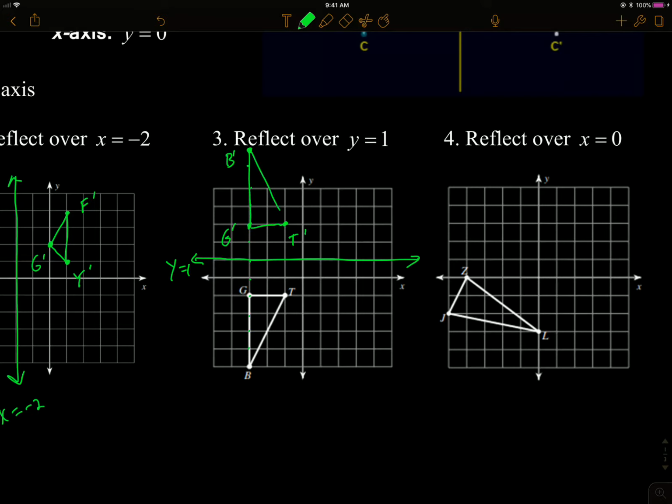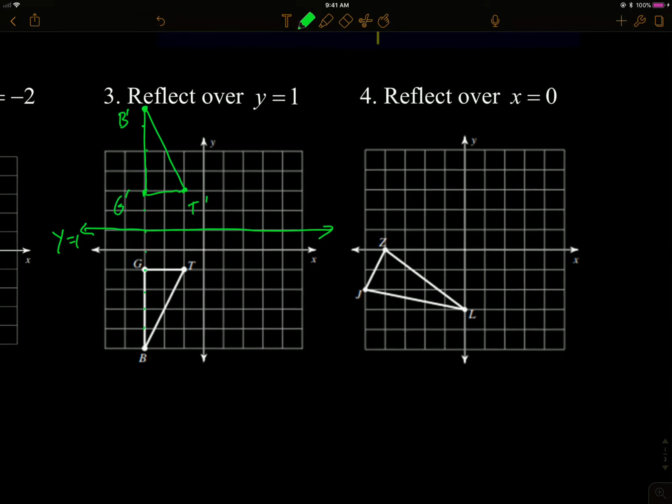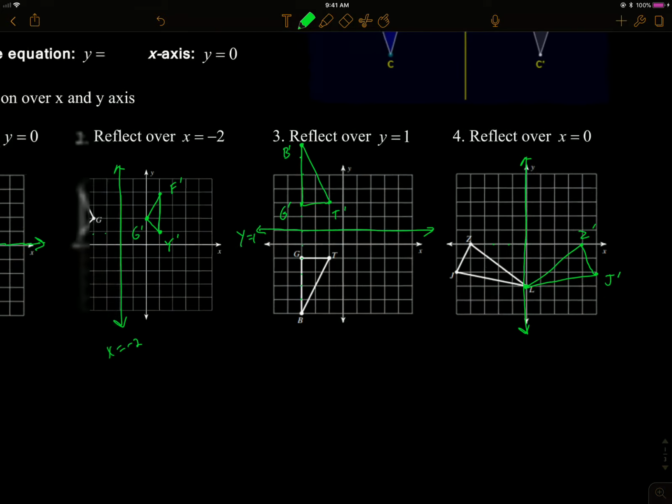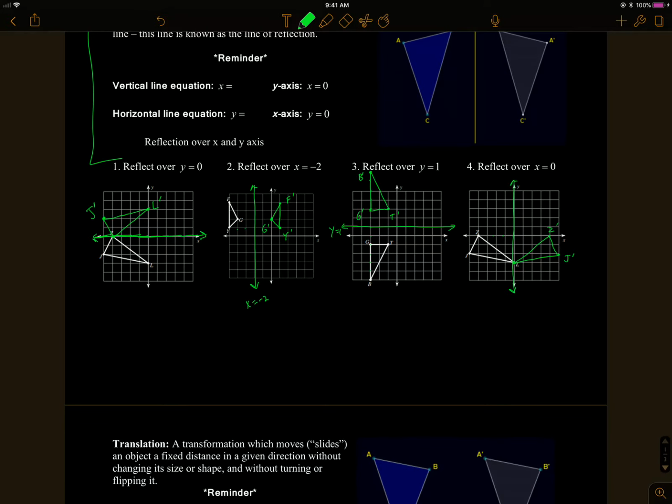So we didn't have quite enough graph on that, but there we go. Reflect over the line x equals 0. So x equals 0 is the y-axis. So L stays right where it is because it's on the line. Z will be 1, 2, 3, 4 units away, so Z prime will be 4 units away. And then J is 5 units away, so J prime will be 5 units away. All right. And there's our object once we reflect over the line x equals 0.